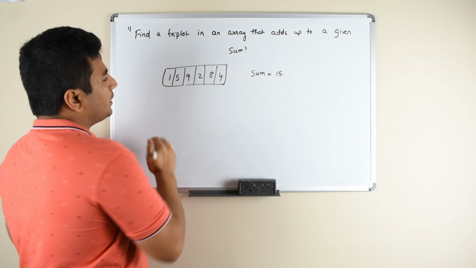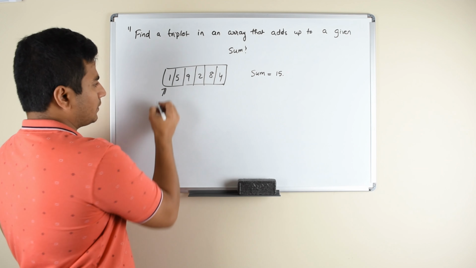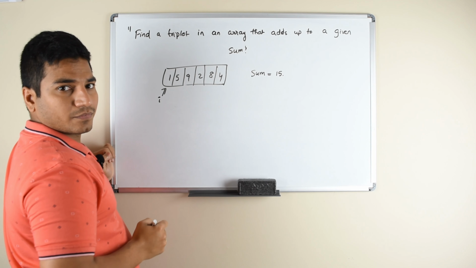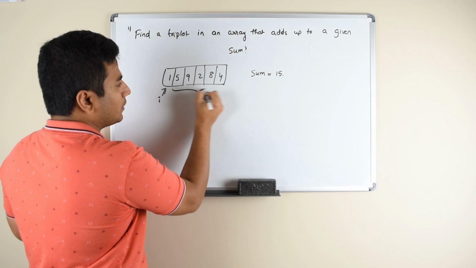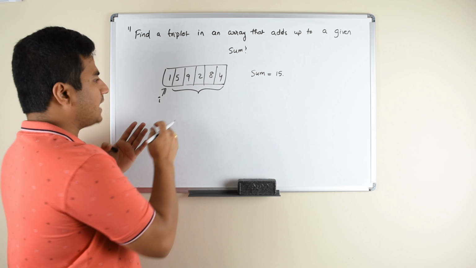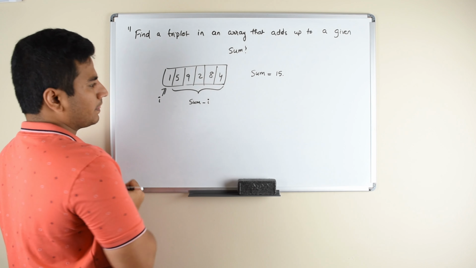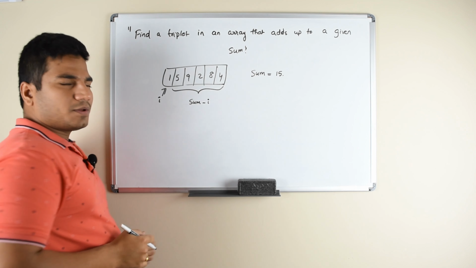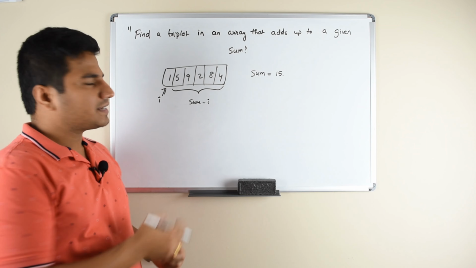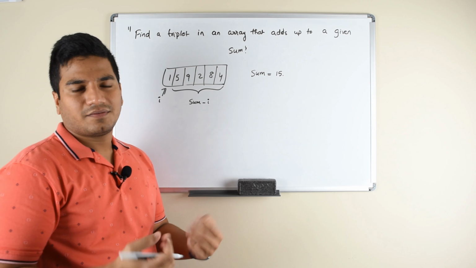So let us say you already picked an element from this array. So this is your first element. And in the rest of the array, you just have to find a pair that adds up to the sum of sum minus I. Does this problem sound familiar to you? This is nothing but finding a pair which adds up to a given sum.